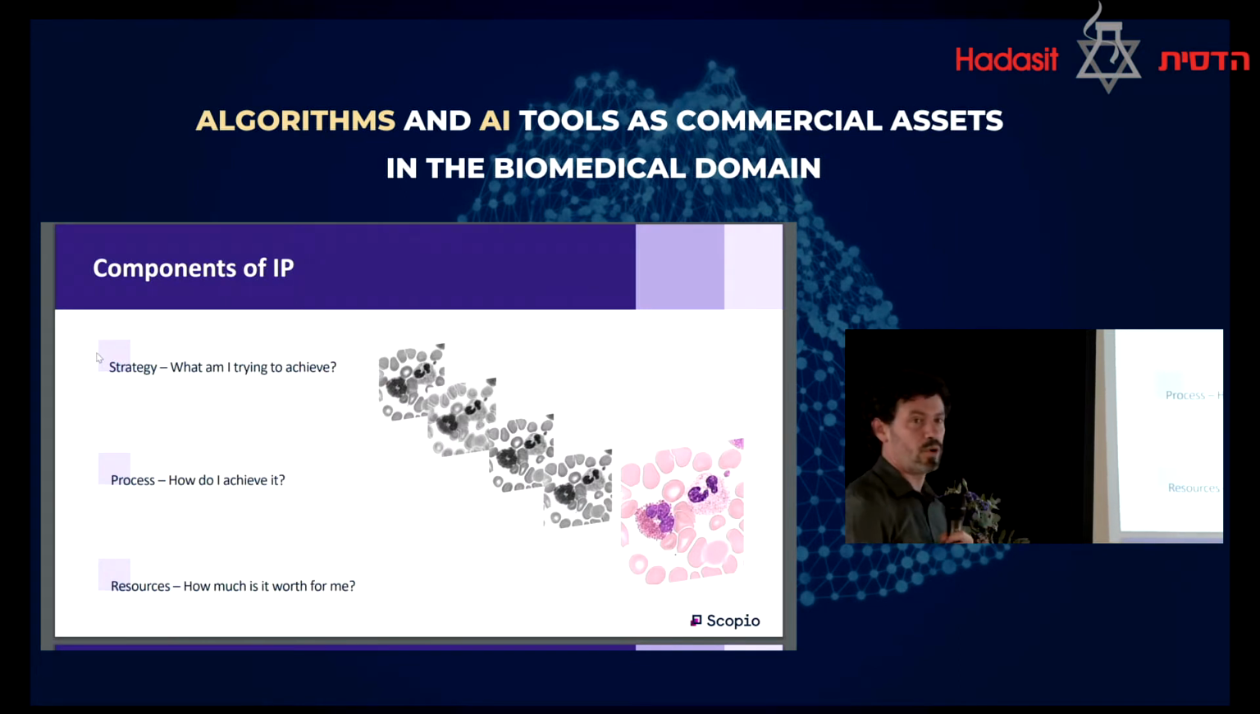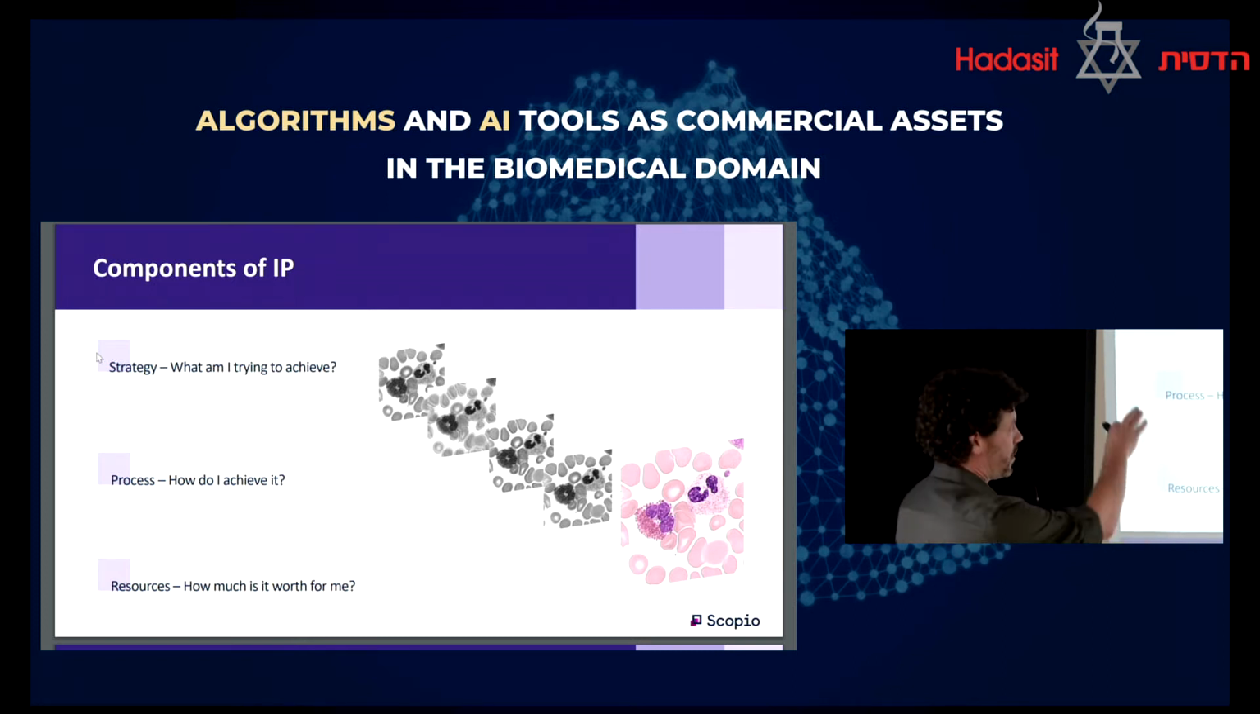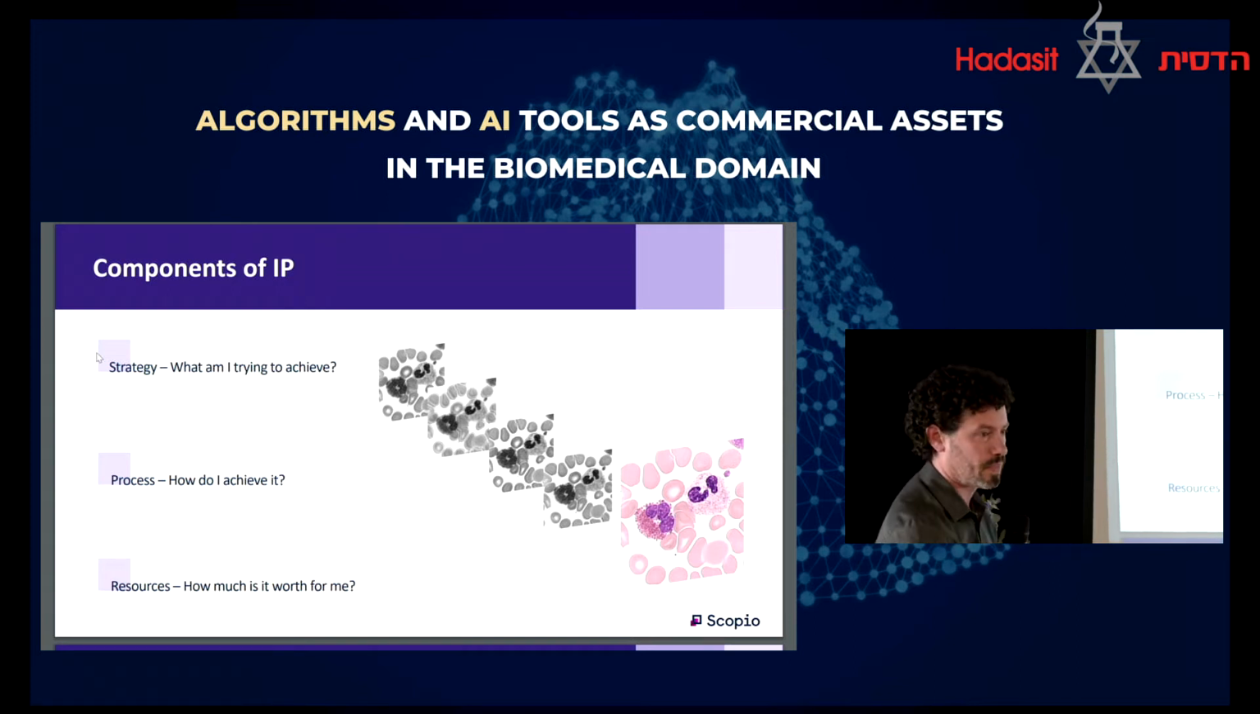So I'll talk about the components of IP inside Scopio, and of course, some of it is general and some of it is very specific. This, by the way, on the right shows the way we, like the super resolution, the colorful image was actually created from these low resolution images using our super resolution technology.